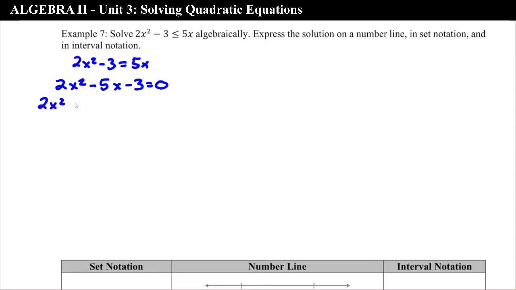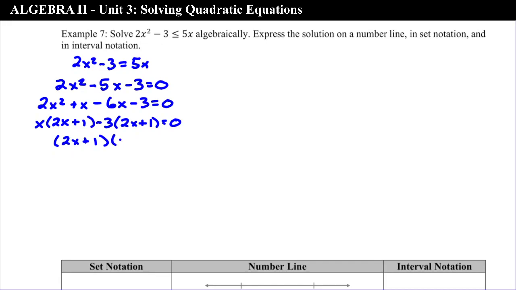So we've got 2x squared plus x minus 6x minus 3 equals 0. So what can we factor out of the first two terms? Well, x is all you can pull out, and we're left with 2x plus 1. We know we needed 2x plus 1 here, and to achieve that, we're going to pull out a negative 3. And so this factors into 2x plus 1 times x minus 3, and that's equal to 0. So our values for x are going to be either negative 1/2 or 3.